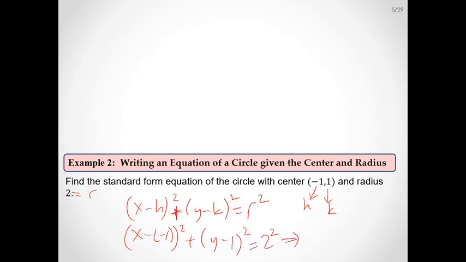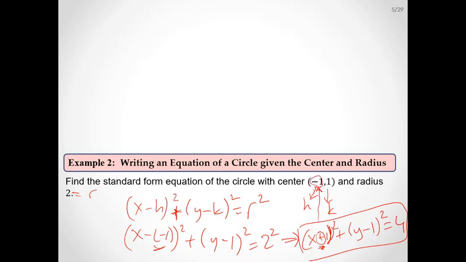So then you can write it this way: x plus 1 squared plus y minus 1 squared is equal to 4. So as you see, because of this minus issue, we might have plus, but indeed, having plus here gives the center's x component as minus.